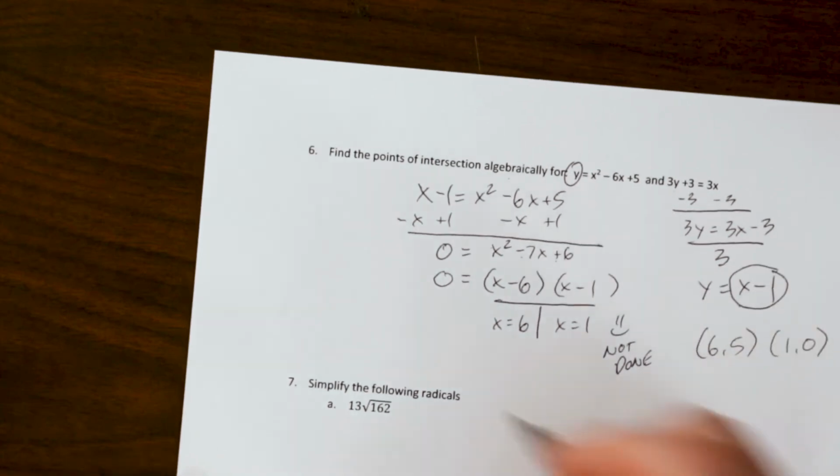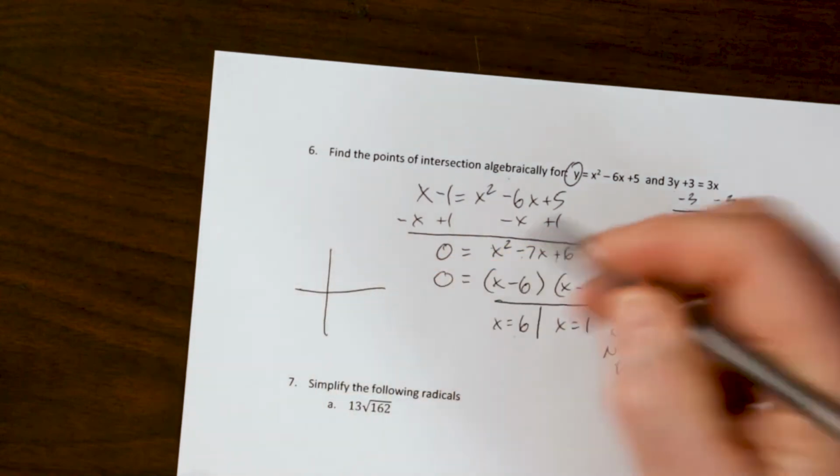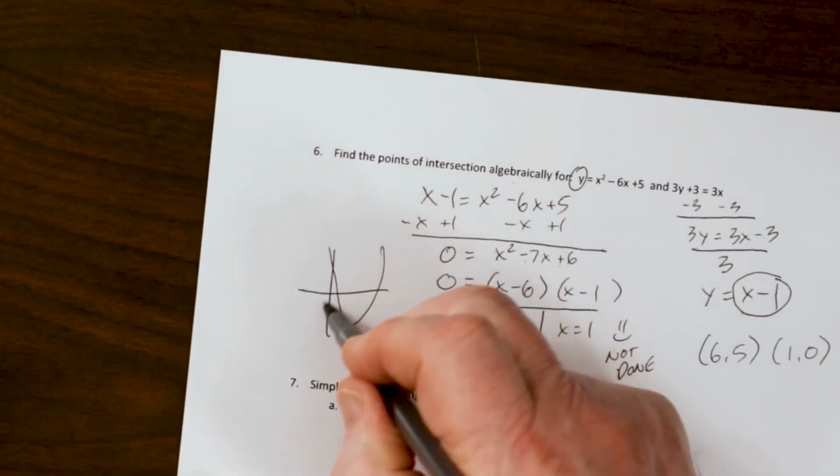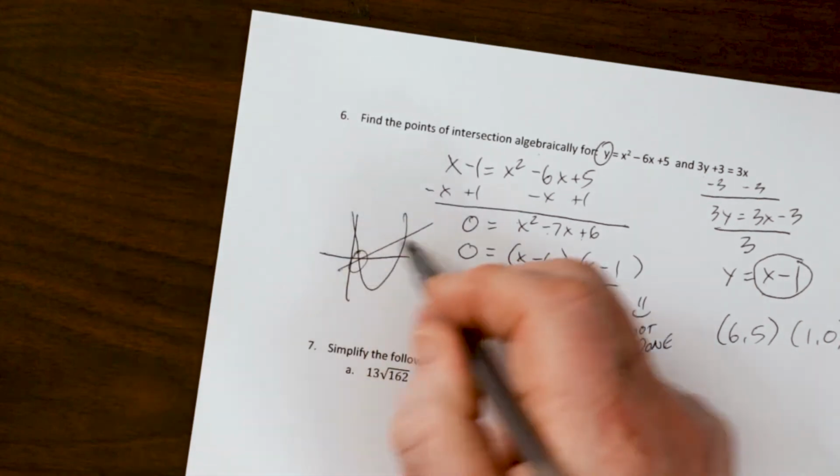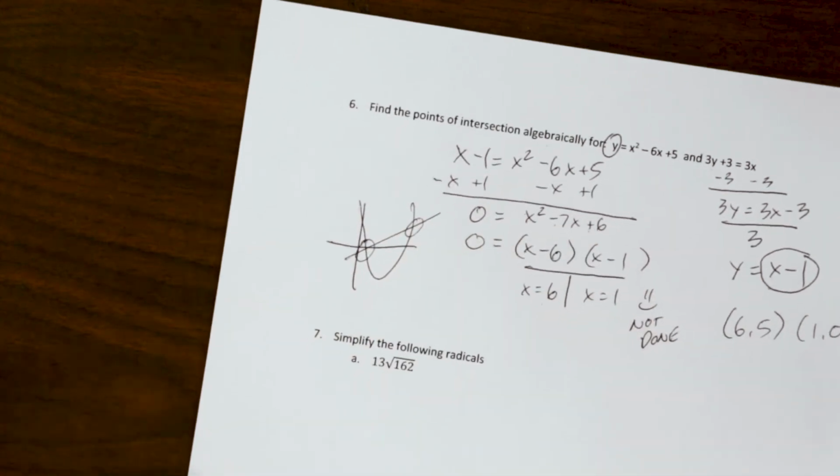So if I'm graphing it, it's going to look something like this. I'll have my smiley, and it would be whoosh. Something like that. And those are the 2 points there. 1, 0, 6, 5.